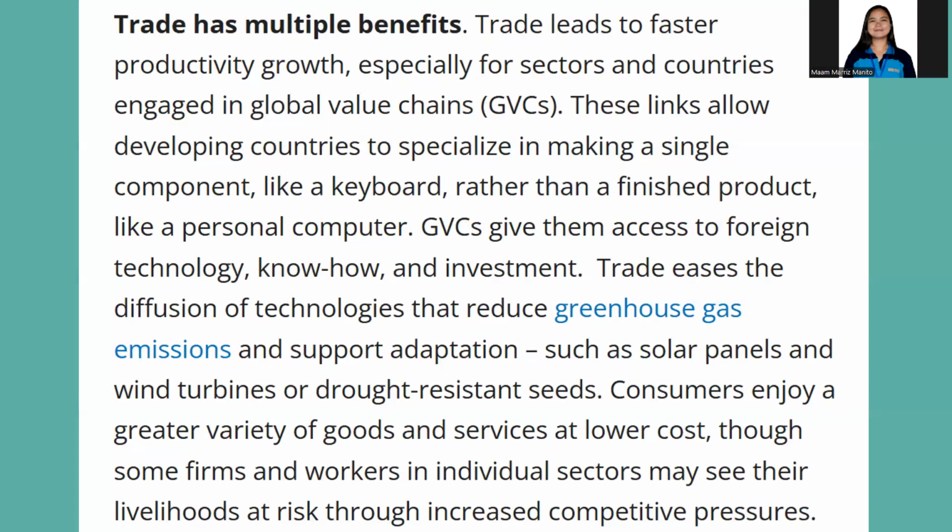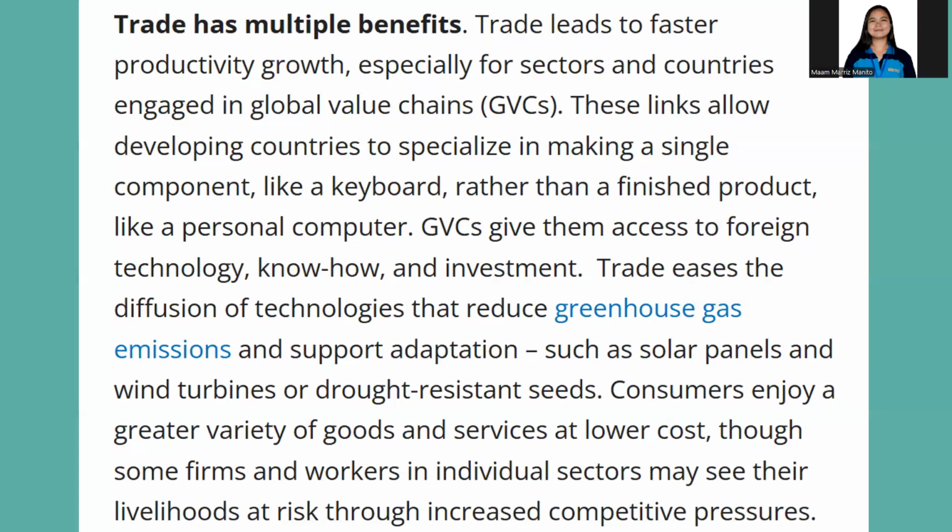Also on the consumer side, we can enjoy a variety of goods and services at lower cost. I just like the, I don't know, lower cost, nakakatawa lang na mas mura. Anyway, greater variety means we have choices, a lot of options, because we can purchase not only the products produced within our economy, we can also consume products from outside because of trade.